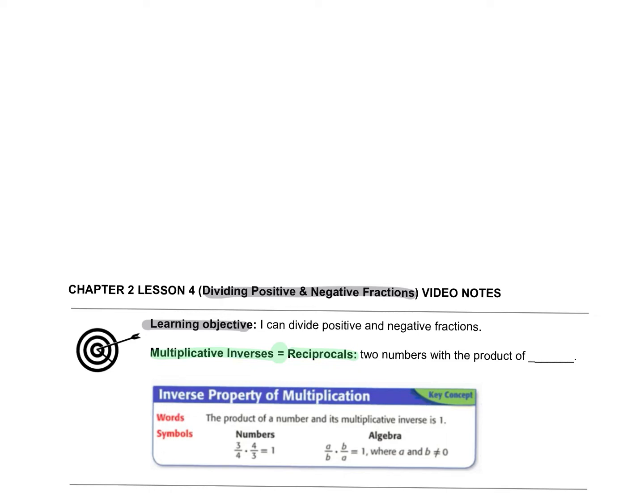Those are two numbers with the product of what? Let's think about it first. Looking at this, we see that we have 3/4 times 4/3. Those are called reciprocals. And notice they make 1 because if you multiply across, you get 12 over 12, which is the same as 1. So these are any two numbers who have a product, which means when I multiply them together, they get 1. So those are called multiplicative inverses or reciprocals.